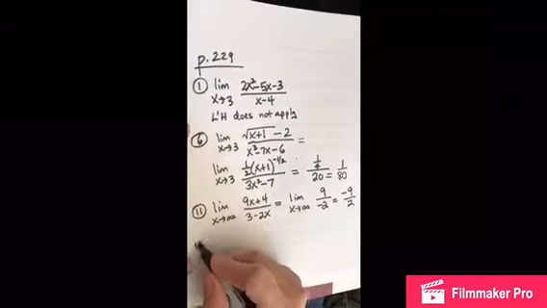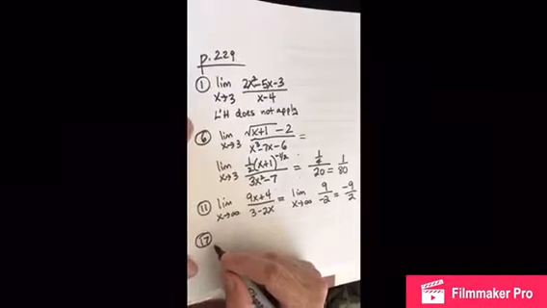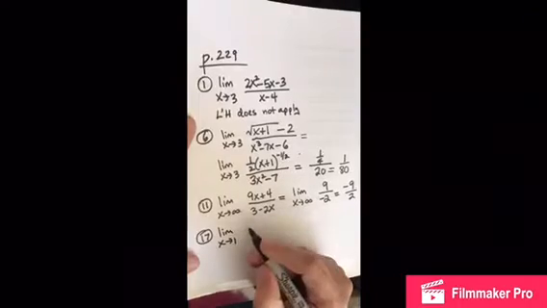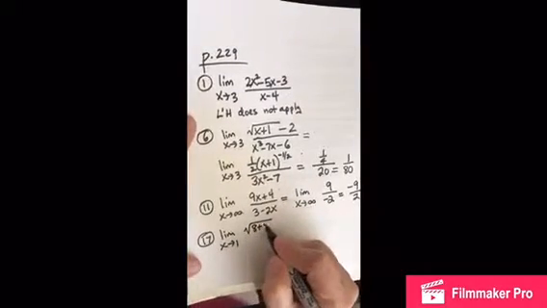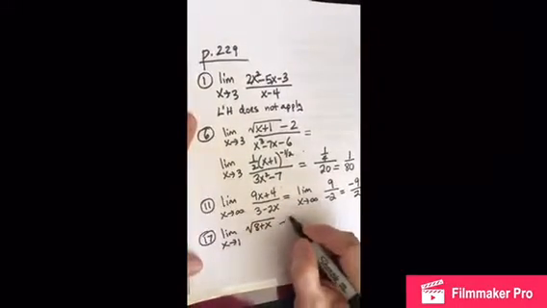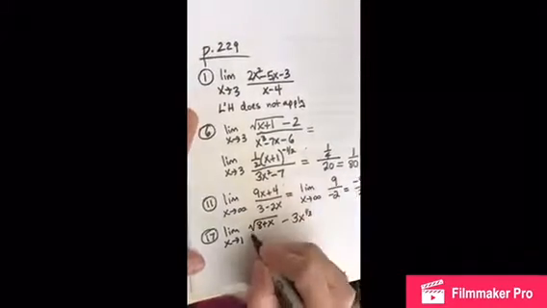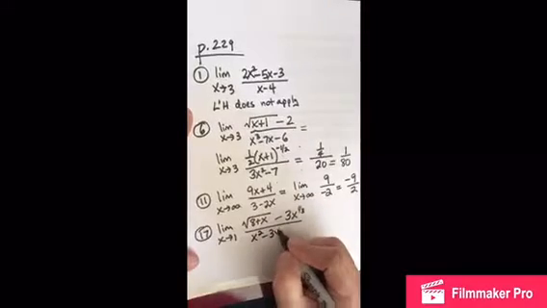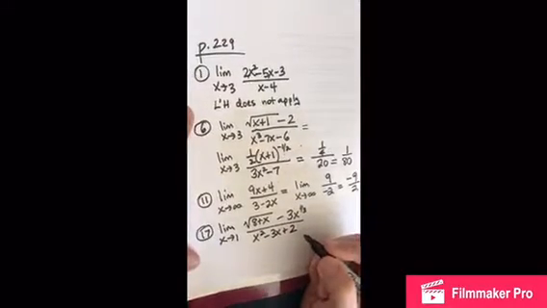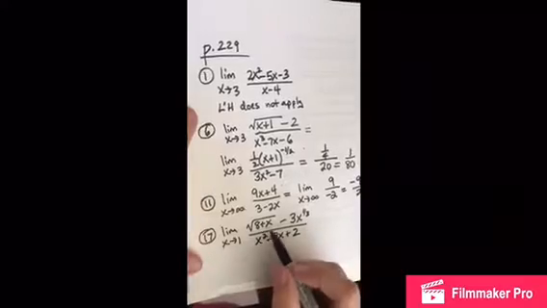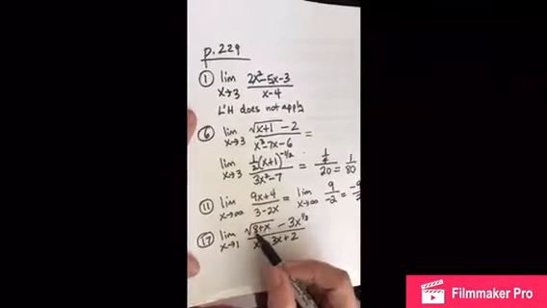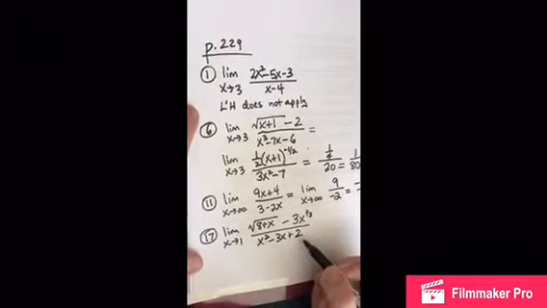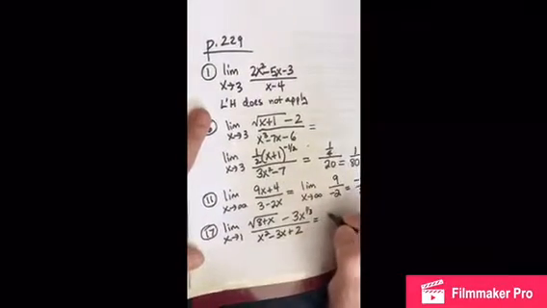Moving right along, number 17 is the limit as x approaches 1 of square root of 8 plus x minus 3x to the 1/3 over x squared minus 3x plus 2. I believe that's a square root. Yeah. So if we put a 1 in there, we are going to get 3 minus 3, and we put a 1 in the denominator, we get 0 also. So we would use L'Hopital's.